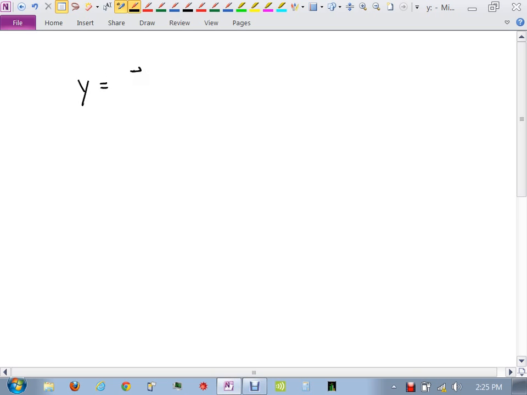y equals e to the negative x cosine squared x all over x squared plus x plus 1. So before I begin this, let's make sure we are all clear with the fact that we could do this using quotient rule. Right? Don't we have a quotient?